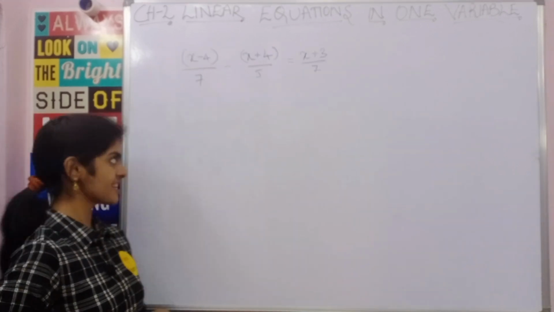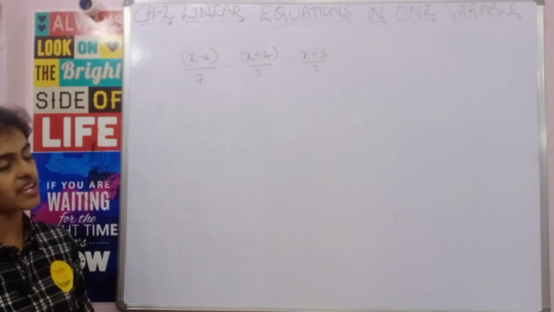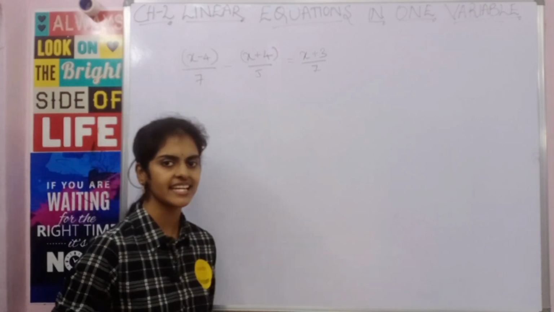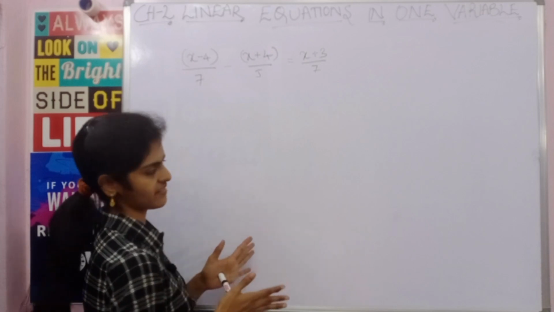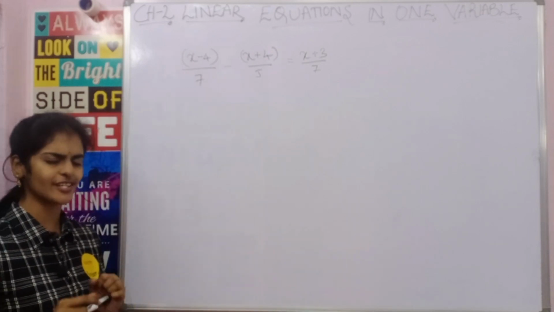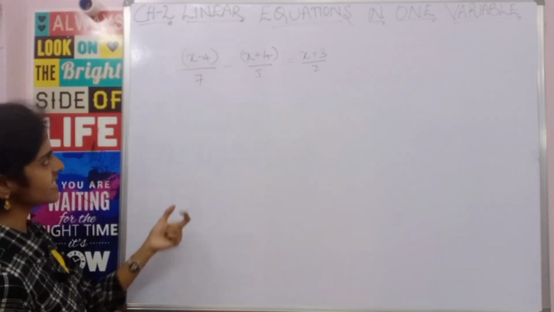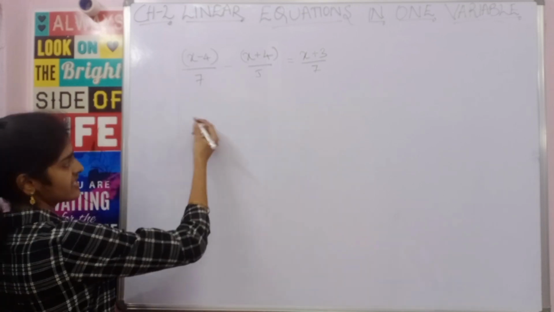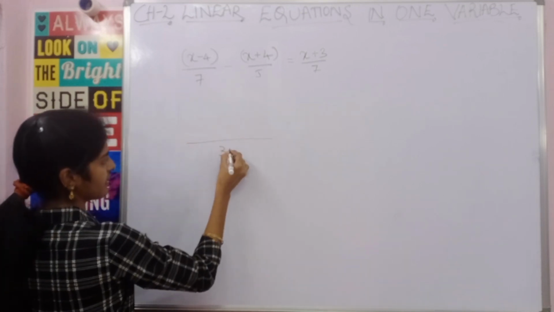Look at the next question. You have x minus 4 divided by 7 minus x plus 4 divided by 5 is equal to x plus 3 divided by 7. Looks a little complex. Yes, so let us make it simple. Firstly let us take the LCM of 7 and 5. So LCM of 7 and 5 is nothing but 35.